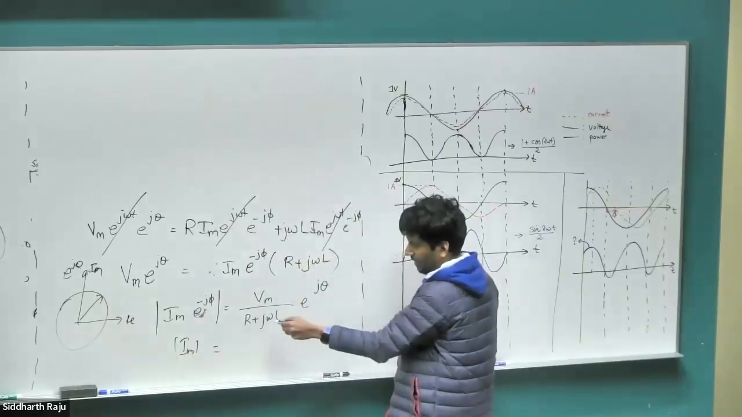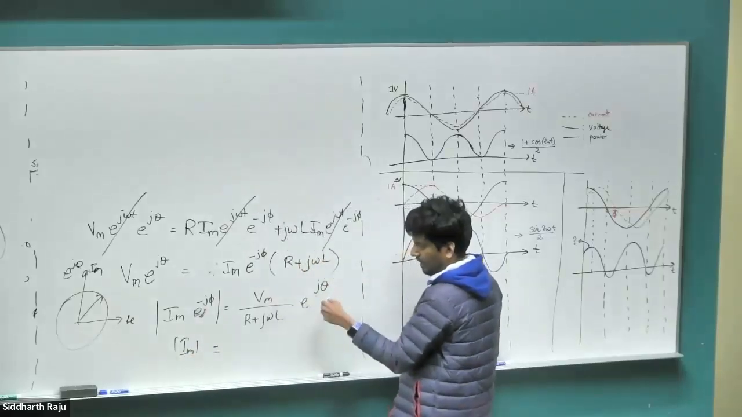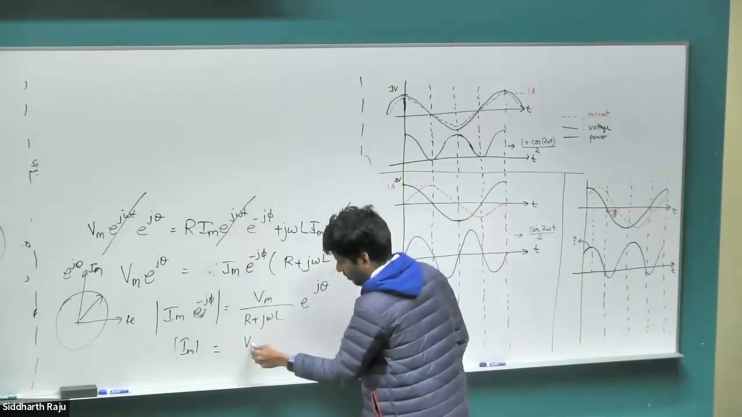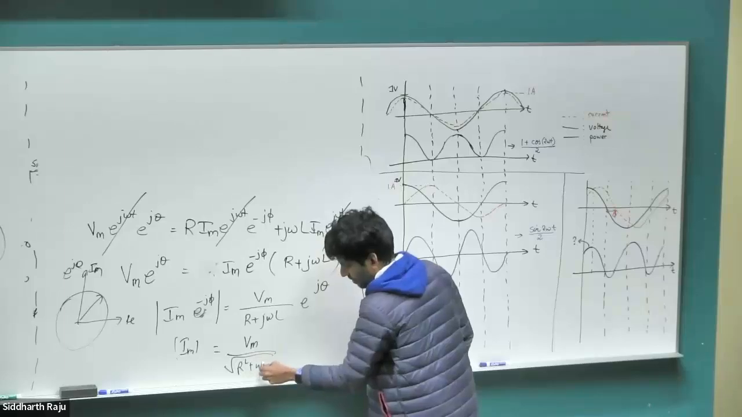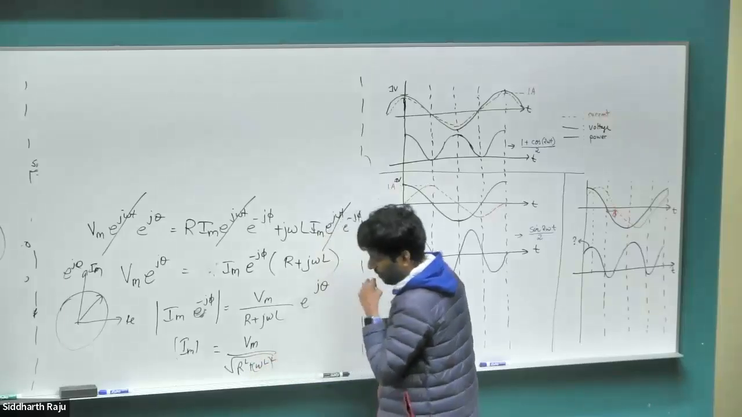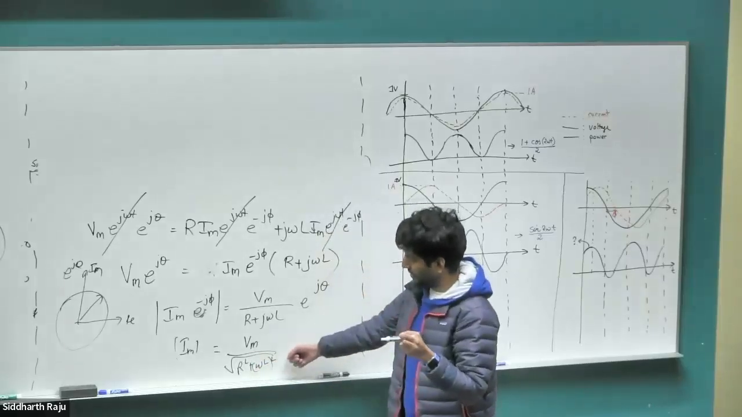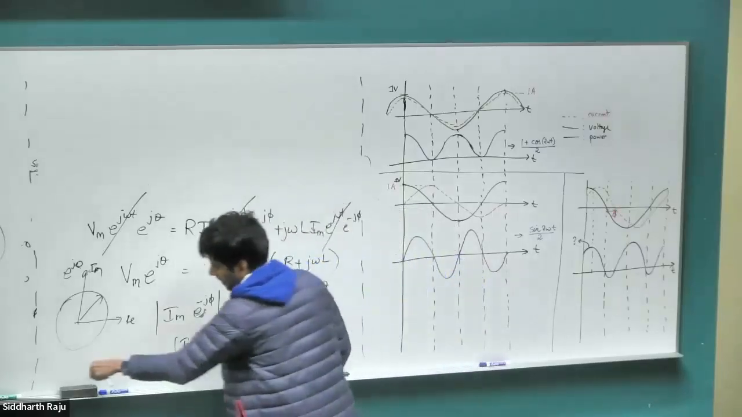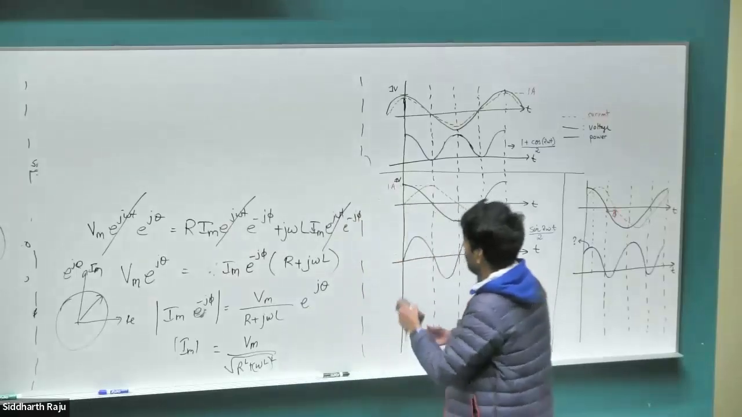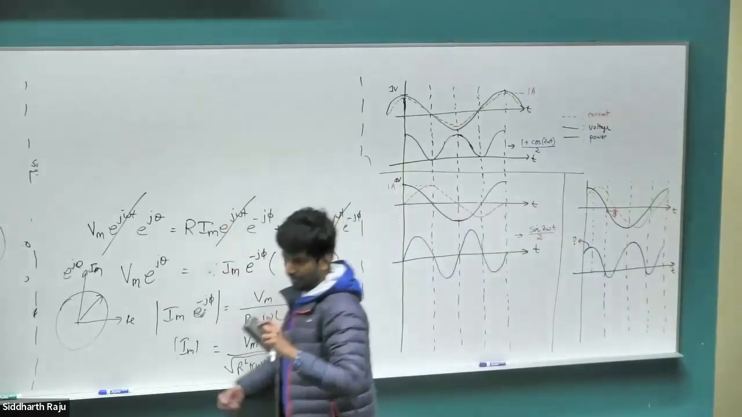The same thing applies here. If I take the magnitude of this, e^(j theta) has magnitude 1. So it is just the magnitude of Vm divided by the square root of R squared plus (omega L) squared. So whenever we had AC circuits and used R plus j omega L as the impedance and took its magnitude, that was all because of this simple expression.